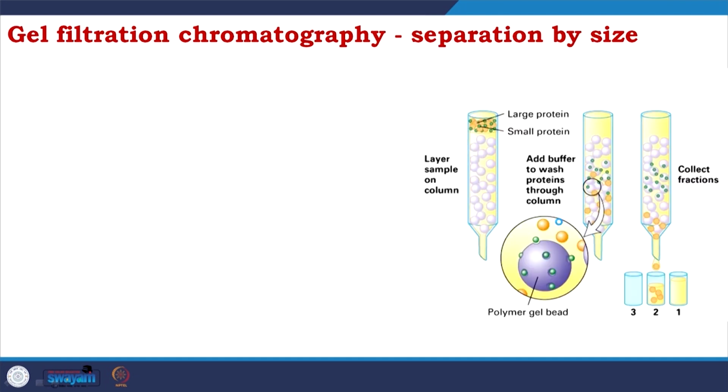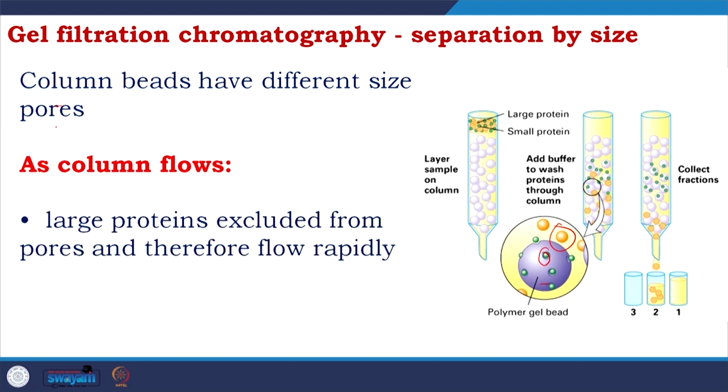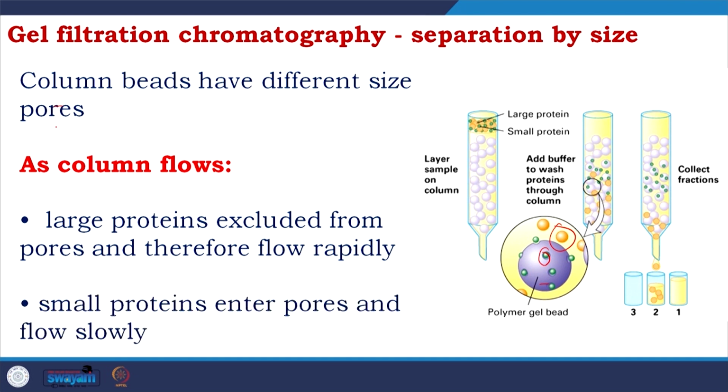Gel filtration chromatography: if you see, it is a column, every chromatography has a column, and you see the beads. There are several beads with different sizes, and the size is the key here. So, the column beads have different size pores, and as the column flows, you put the protein in the column, it flows there. Large protein is excluded from pores and therefore flows rapidly, and small protein enters pores and flows slowly.